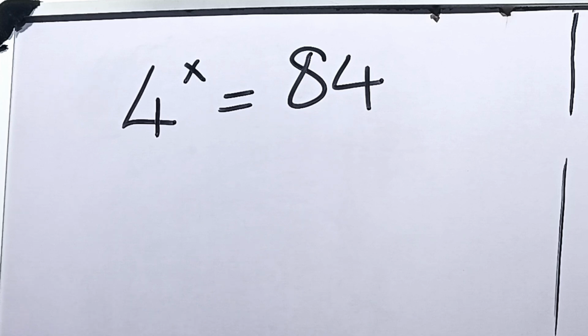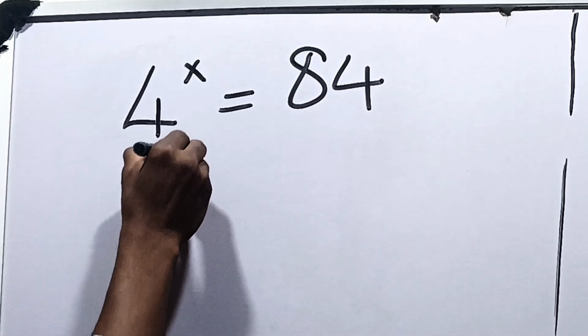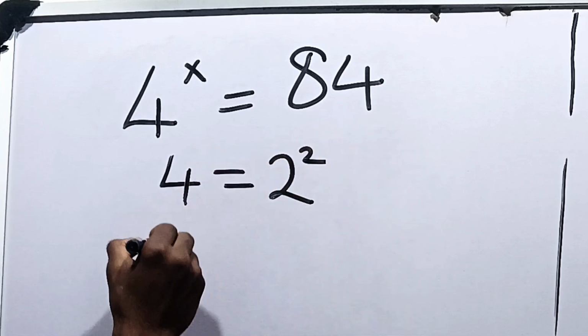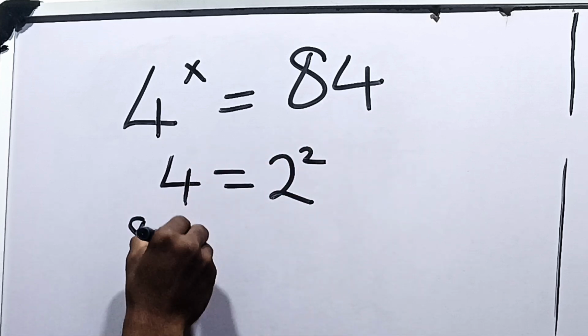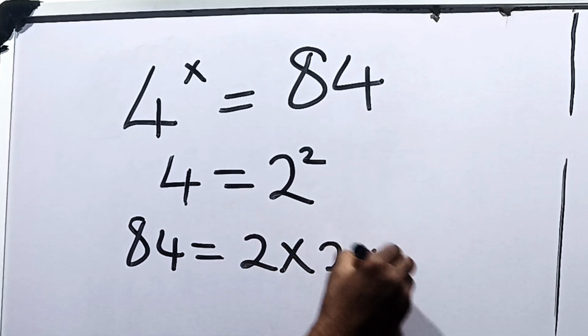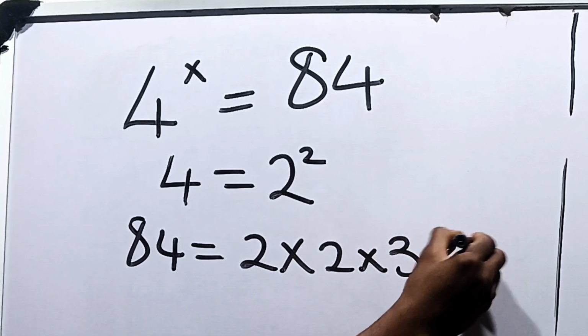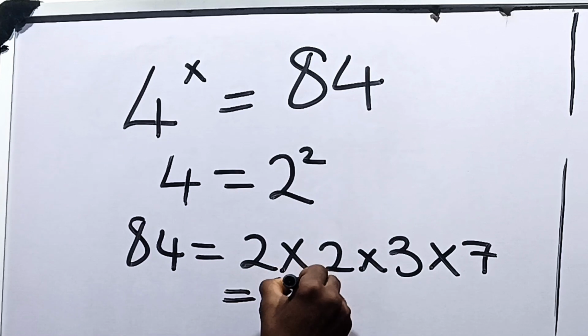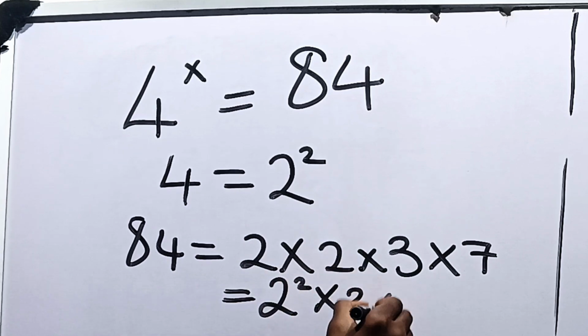Now, first thing we can do here is to write out the factors of 4. This is equal to 2 squared, okay? Now, for 84 on the other hand, this can be equal to 2 times 2 times 3 times 7, okay? Now, 2 times 2 is 2 squared, so we have 2 squared times 3 times 7.